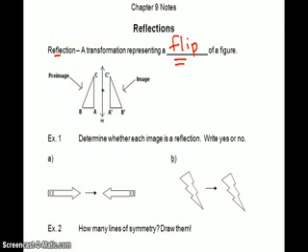Let's look at example 1. Determine whether each image is a reflection. Right, yes or no. We need to see, this is where we started, this figure here, and we flipped it over this way, and nothing else changed, but we did flip it, so we're going to say yes, that is a reflection. B, reflection, have to flip this over, and if we flip that over it wouldn't match. This one actually would just get slid, and we'll talk about that type in a second. So that's no, that's not a reflection.